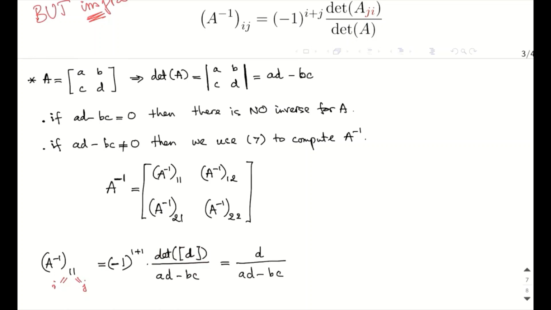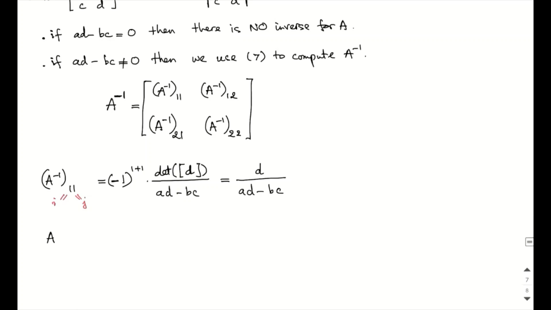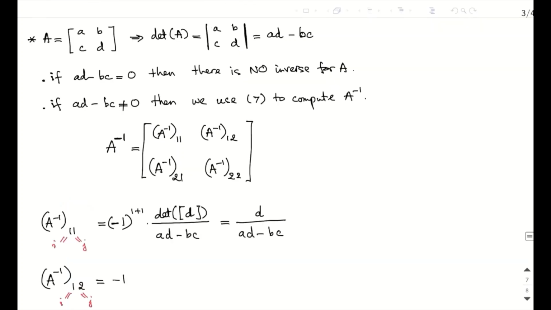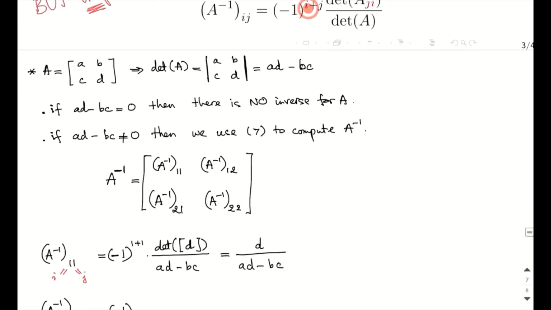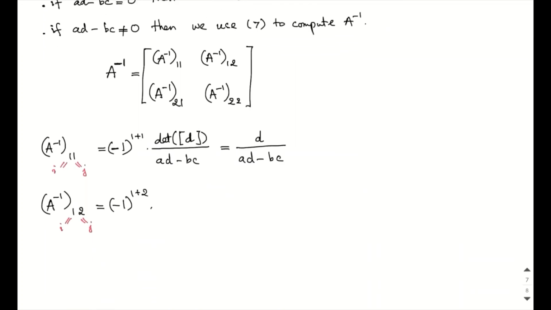Now we are going to compute A inverse at position 1, 2. So first we identify what is I and what is J. Now the sign is going to be determined by negative 1 to the power I plus J, but I is 1, J is 2, so that's 1 plus 2. And then you multiply with the determinant of something, right? Divided by the determinant of A, which is AD minus BC.